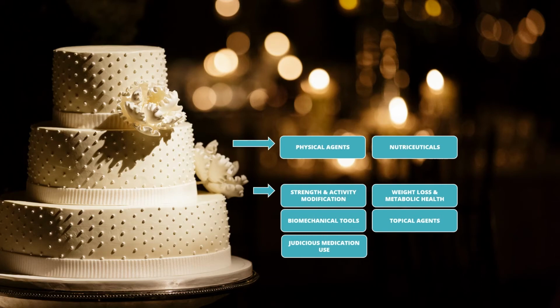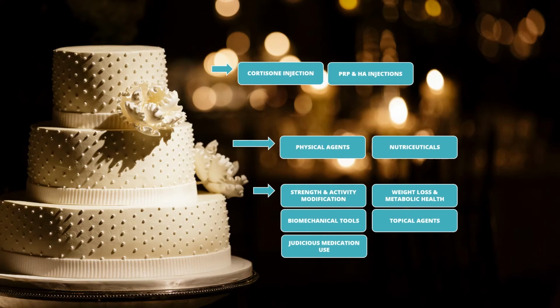Finally, at the top of the cake are adjunctive treatments like corticosteroid injections, platelet-rich plasma, high hyaluronic acid, or pentosan injections, and these can be considered only once the essential treatments for osteoarthritis have been trialled. The reason is that these tools should really be reserved for patients who have optimized all other aspects of their care, because the effect size of these is on average much lower compared with exercise and diet.